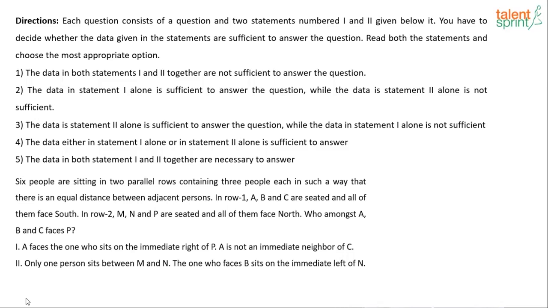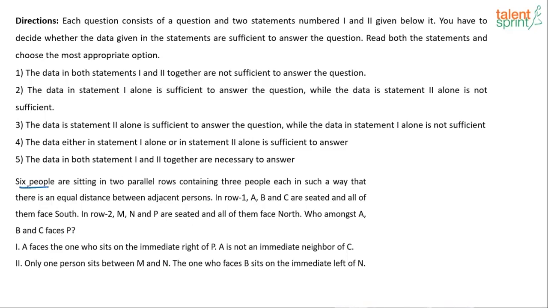Okay, here's the next one. See what it says. 6 people are sitting in 2 parallel rows containing 3 people each in such a way that there is an equal distance between the adjacent persons. In row 1, we have A, B, C who are seated and all of them face south. In row 2, M and P are seated and all of them face north. Who amongst A, B and C faces P?